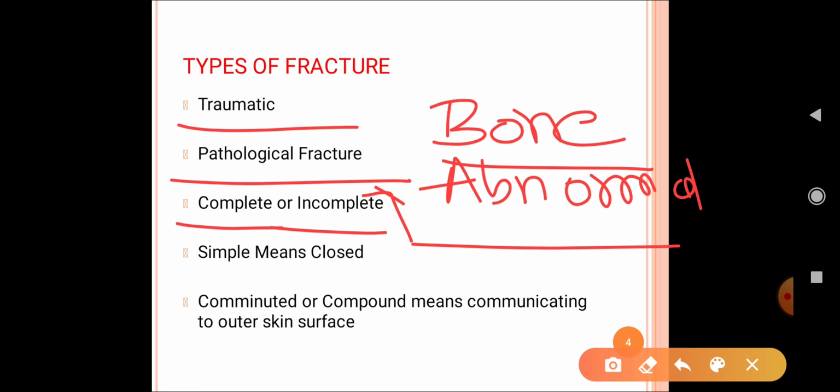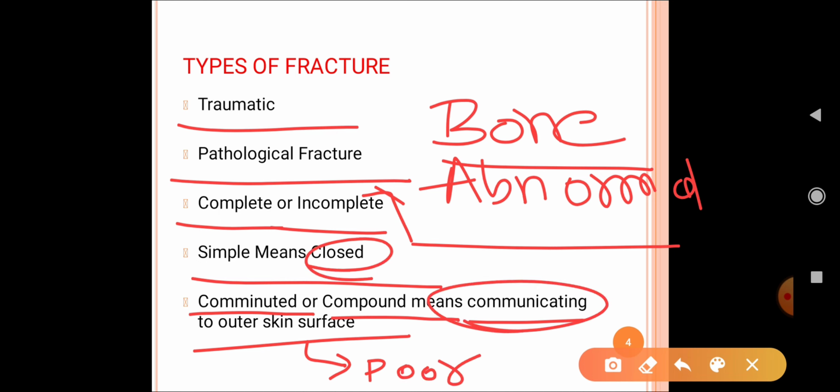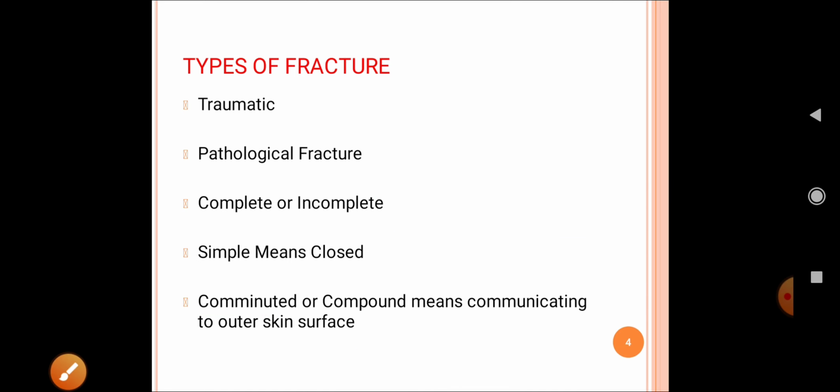The fracture can be simple or closed, or it can be comminuted. What do you mean by a comminuted or compound fracture? It means it will communicate with the outer skin surface. So the prognosis of such a fracture is poor. So it can be closed or it can be communicating to the skin surface. So these are certain types of fracture, right?